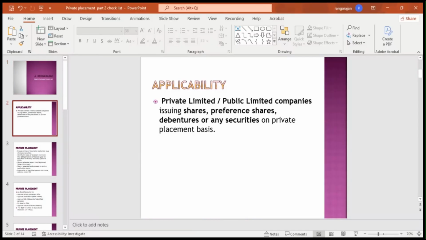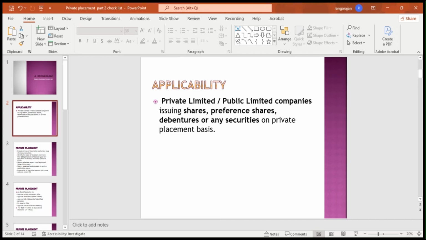Today we are going to discuss the private placement checklist. Yesterday we were briefed about the private placement. This PPT is generally for students and young professionals. Let us first start with the applicability of the private placement.